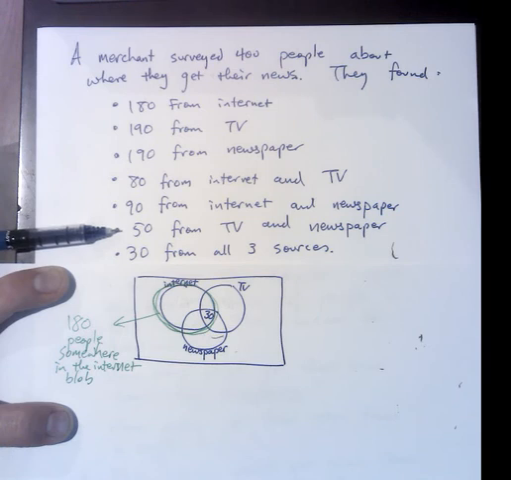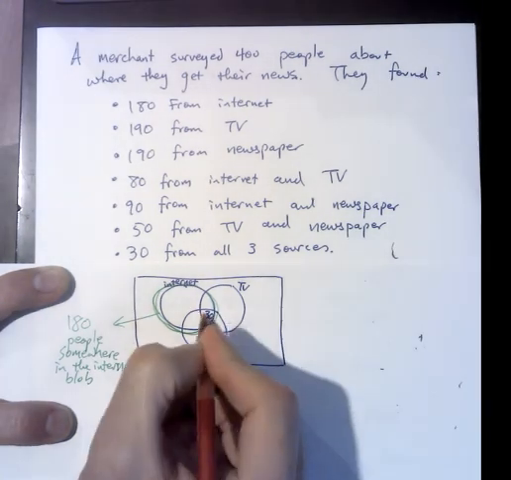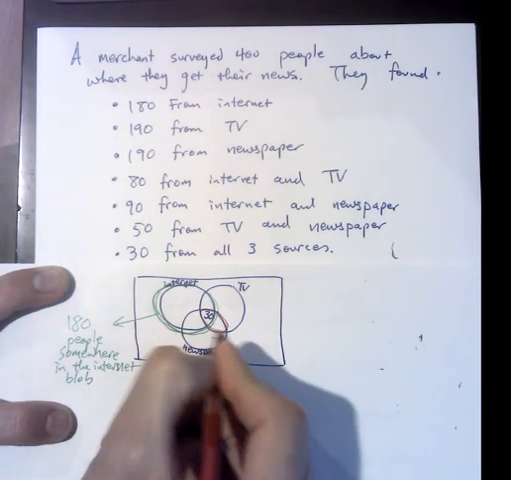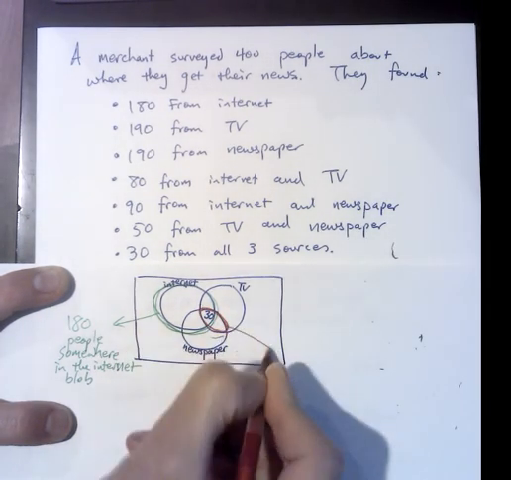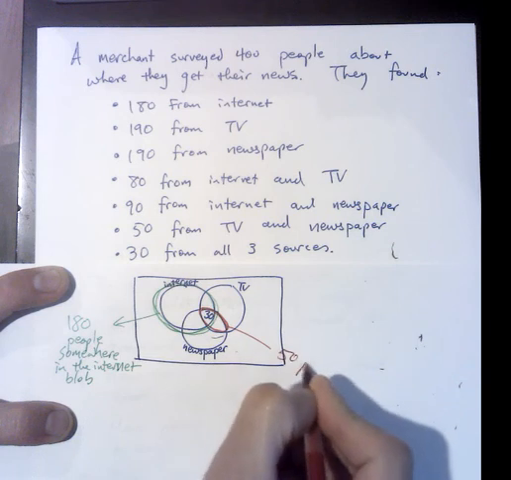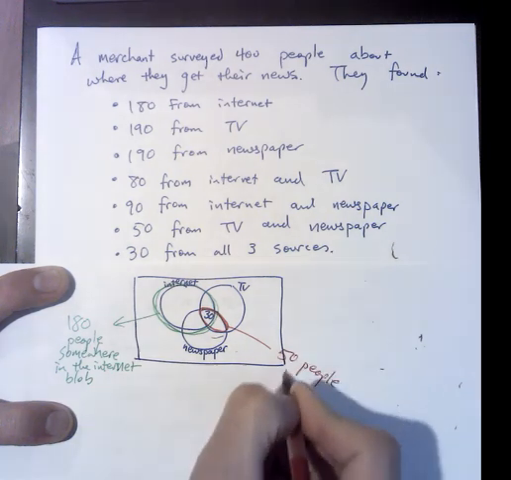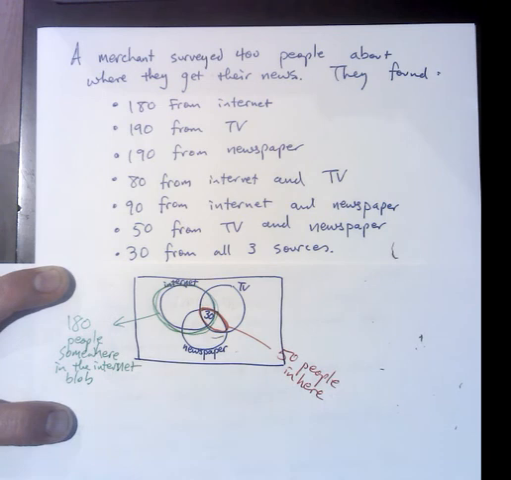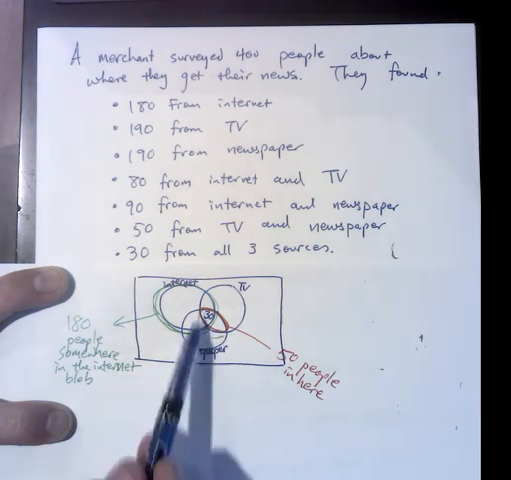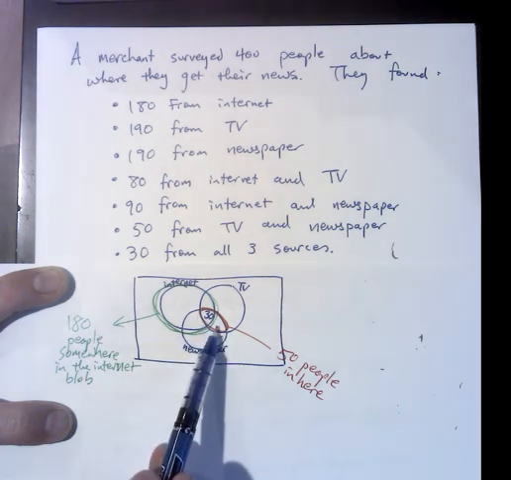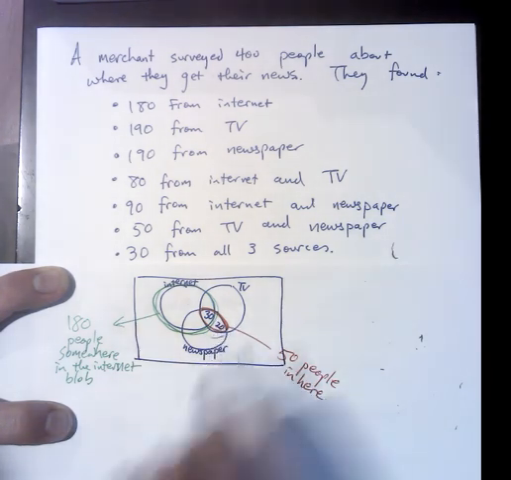50 people get their news from TV and newspaper. So that means that there are 50 people in that portion of the Venn diagram where the TV and newspaper blobs overlap. Now I've already counted 30 of them, right? There's supposed to be 50 in here, and I've already got 30, so how many are left? How many people go in this portion? 20. 50 minus 30 is 20.